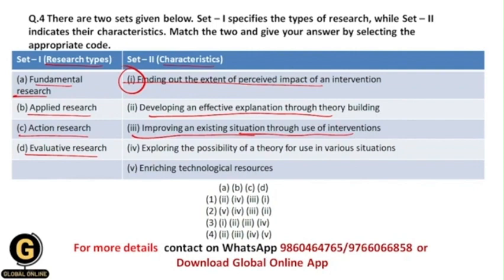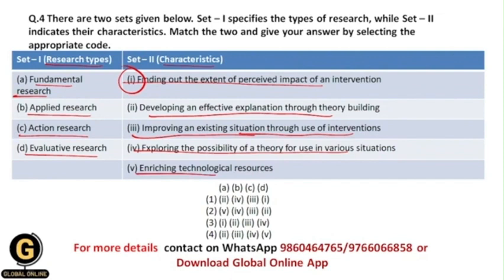Okay, exploring the possibility of a theory for use in various situations. It means that whenever you are doing any research process to solve any research problem, then in that situation you are going to apply some theory or principle or laws, so that you will easily get the results of your research. Okay, and enriching technological resources.